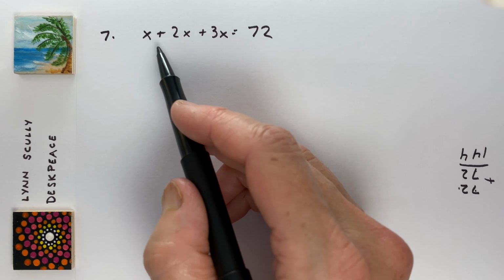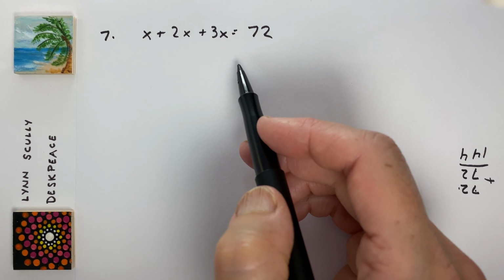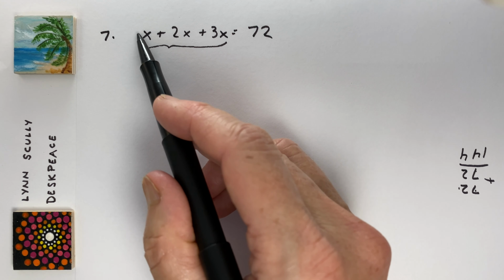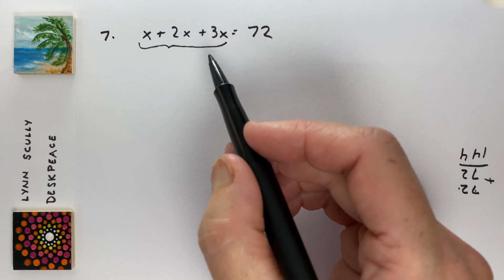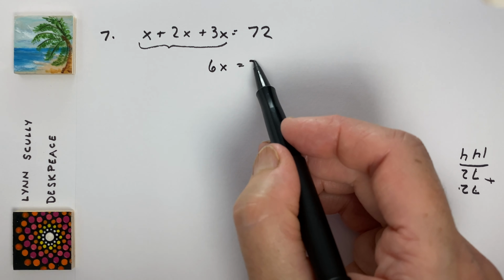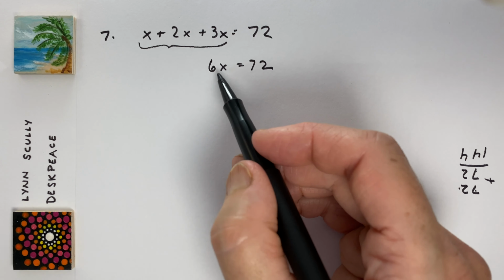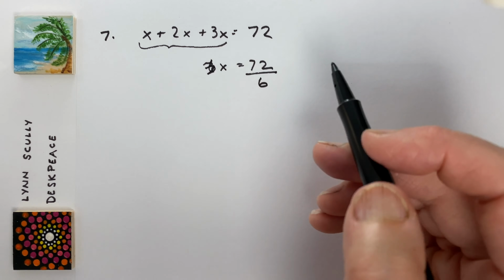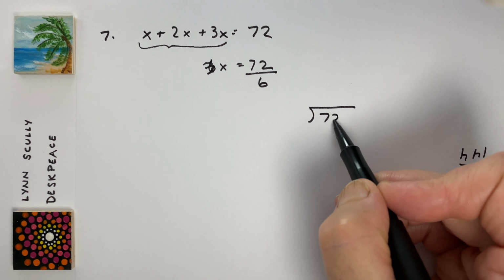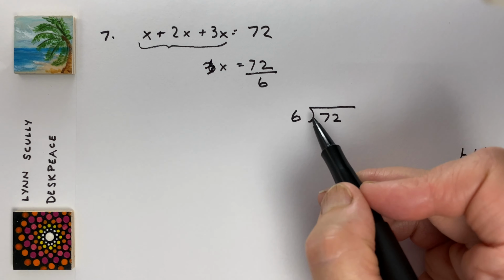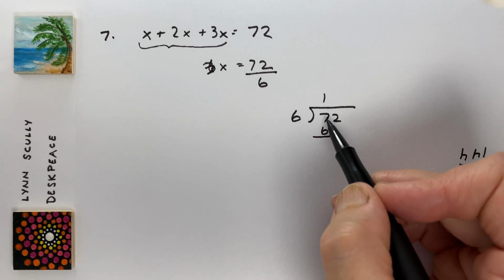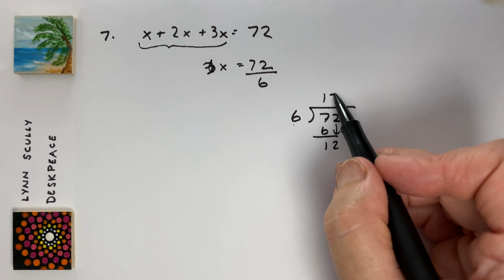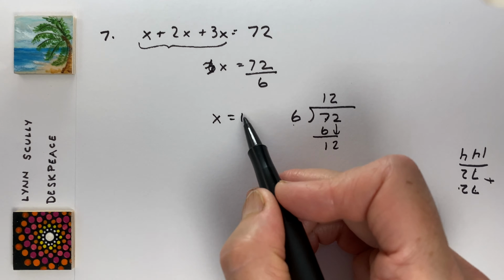Number 7, x plus 2x plus 3x is 72. I want to combine all my x's. This is 1 plus 2 is 3 plus 3 is 6. I have 6x equals 72. I want to get x alone. 6 is attached by multiplication. Move it by division to the other side of the equal sign. I have 72 divided by 6. 6 into 7 is 1. 7 minus 6 is 1. Bring down the 2. 6 into 12 is 2. X equals 12.